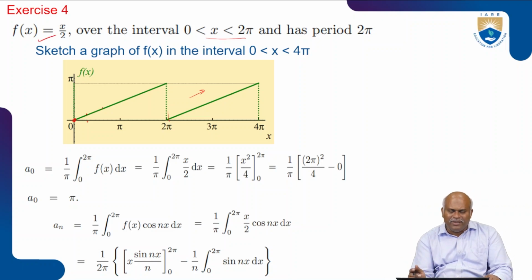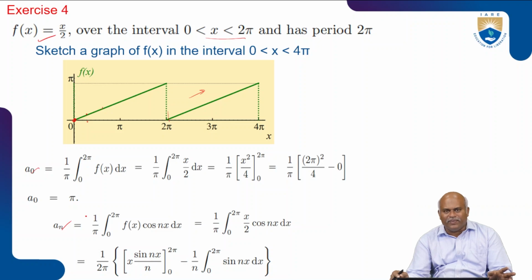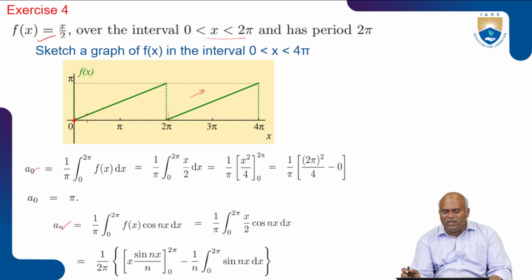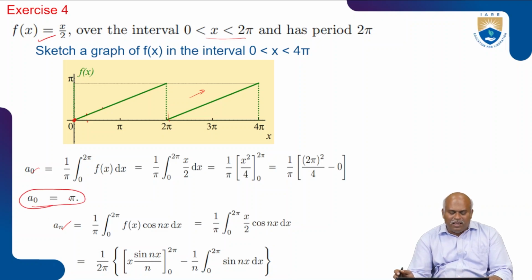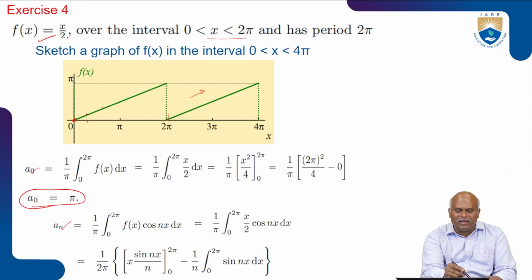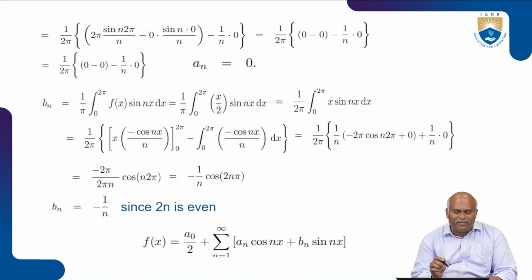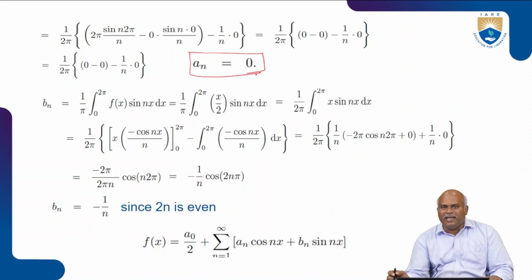For these ramp signals, we need to find the trigonometric Fourier series coefficients A0, An as well as Bn. So A0, based on the interval, is equal to 1 by pi integration of f of x cos nx dx from 0 to 2 pi. We get An equal to 0 after substituting the interval.